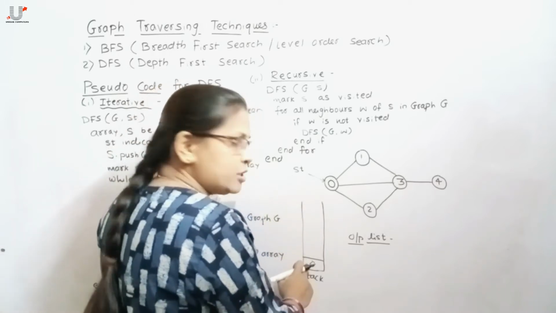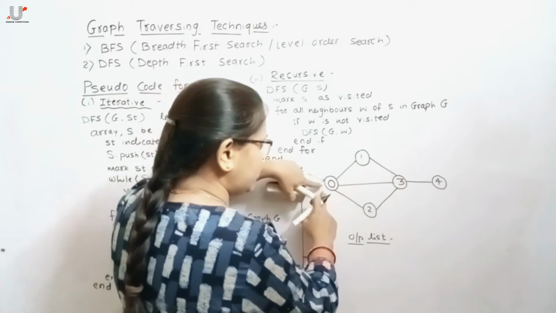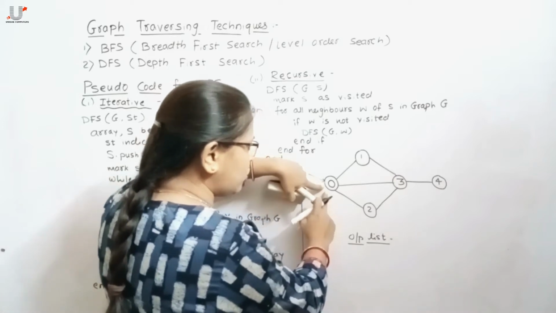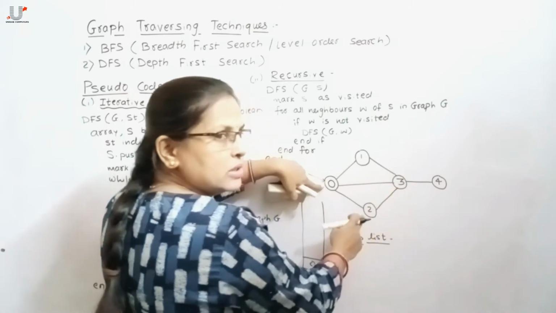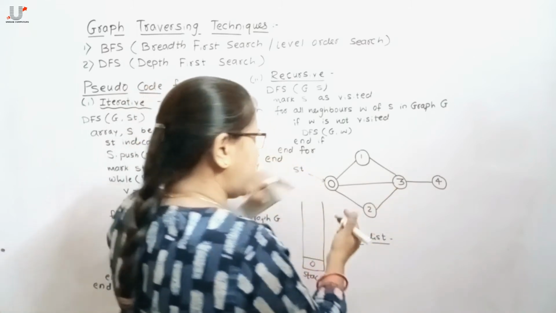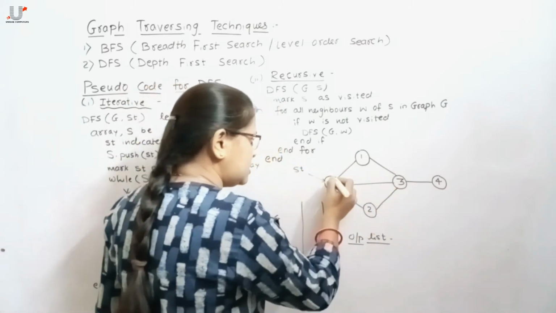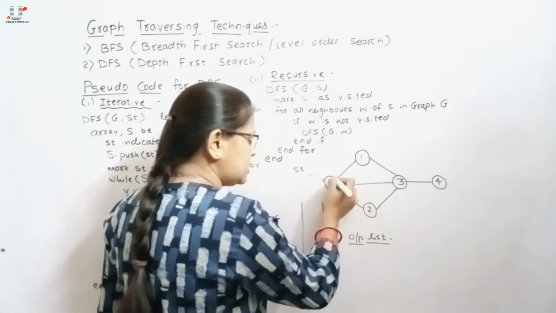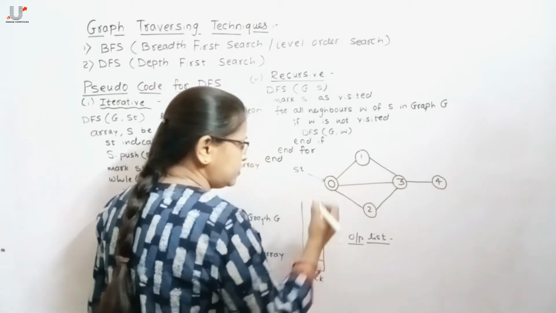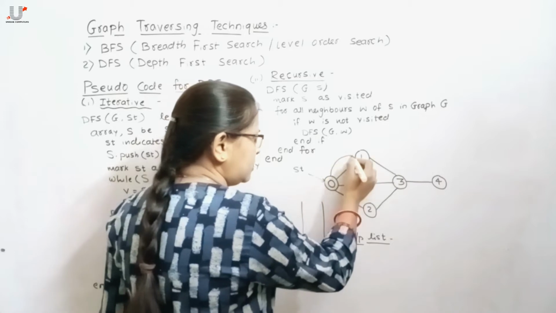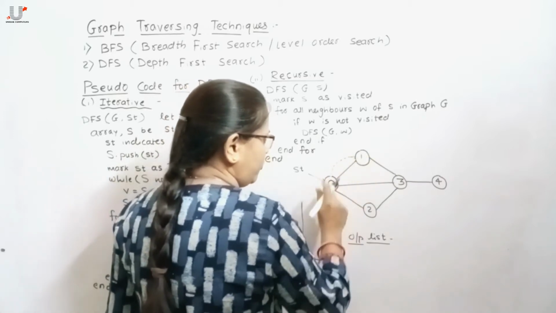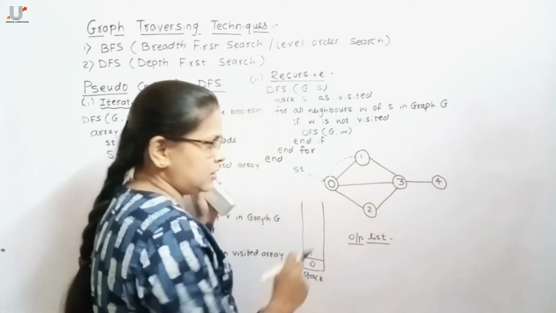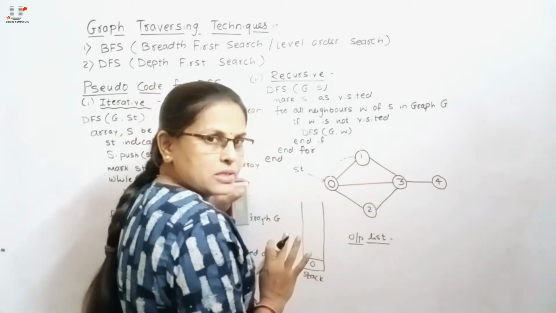After inserting that 0 into the stack, now add the adjacent nodes of this 0 into the stack. The adjacent nodes of 0 are 1, 3 and 2. We can add them in any order. Suppose here the adjacent node of this 0 is 1, so add this 1. We move from 0 to 1, and that 1 gets added into the stack.